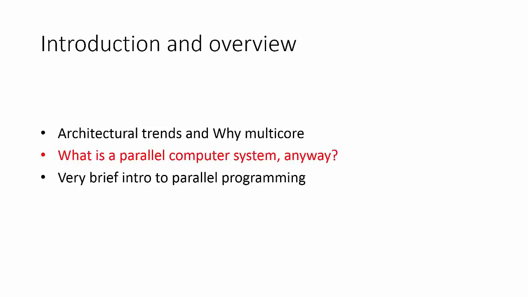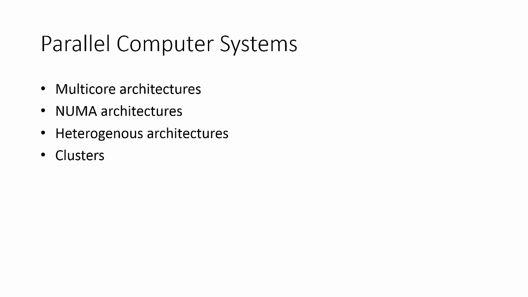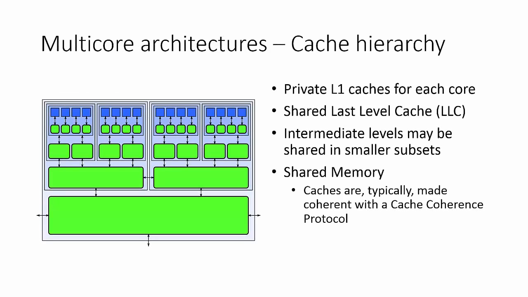Now it's time to look at how parallel computers may look. They come in many different forms and shapes. I'm going to look at four different classes of parallel computer systems in general. Before, I talked mostly about multi-core architectures, and this is just one of them.